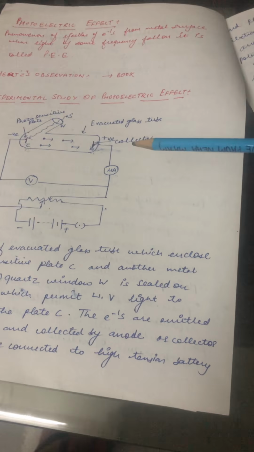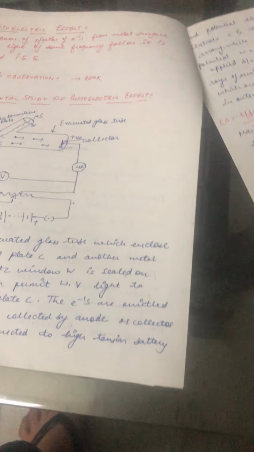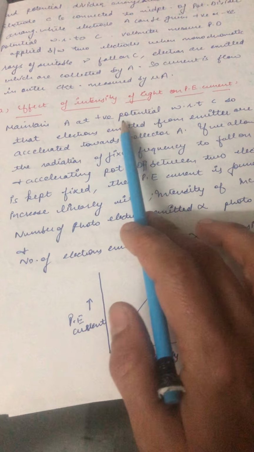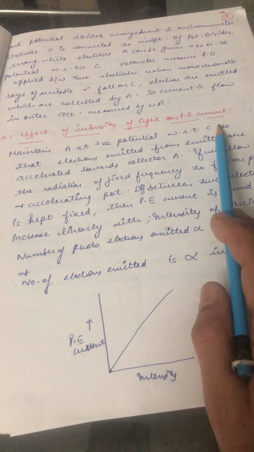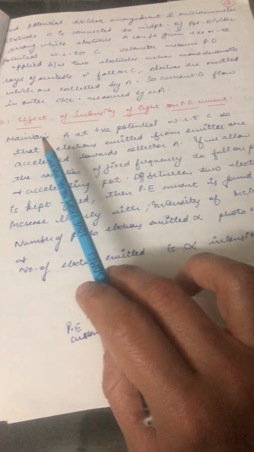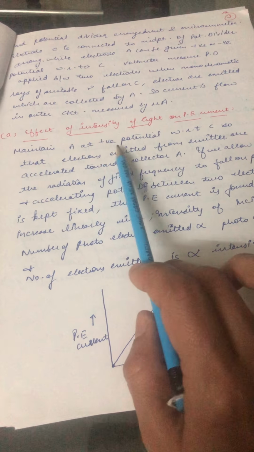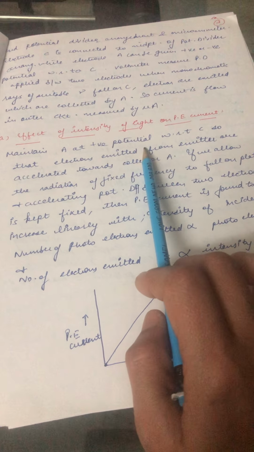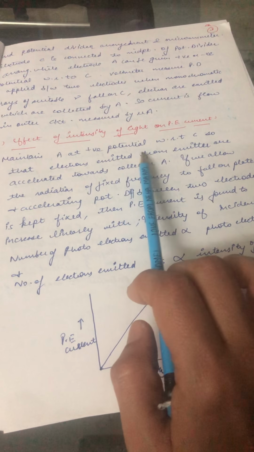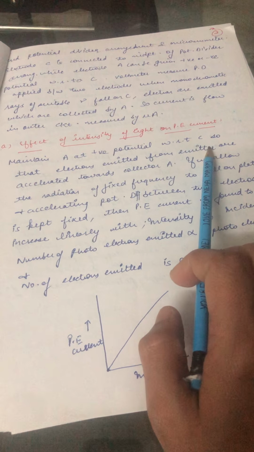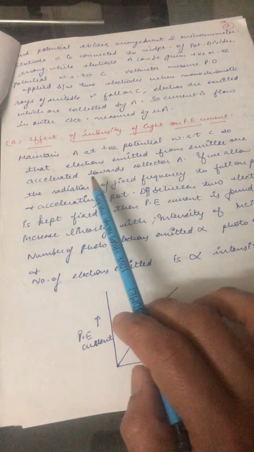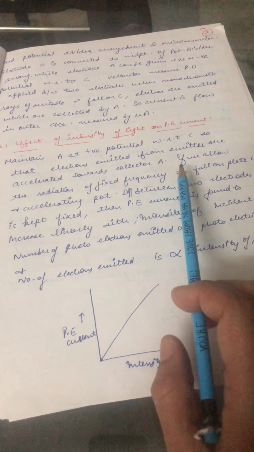Just to see the things, they said that in the first observation we just want to see the effect of intensity of light on the photoelectric current. For that, what we have to fix here: maintain A at positive potential. A means the collector plate. We will maintain the collector plate at a positive potential with respect to our emitter plate C, so that the electrons emitted from the emitter are accelerated toward the collector plate A.